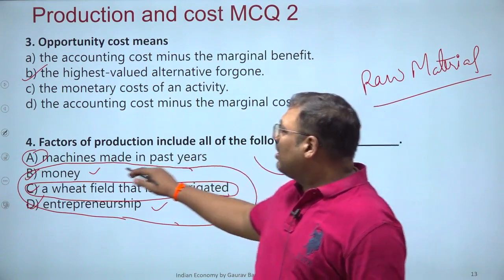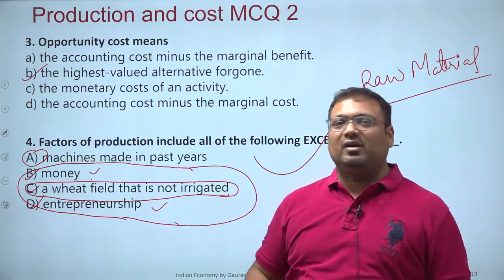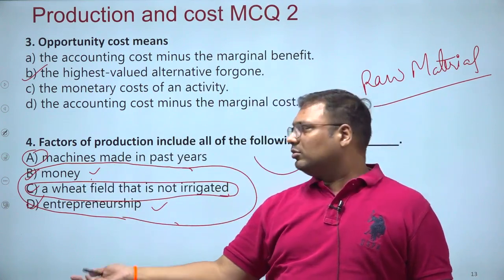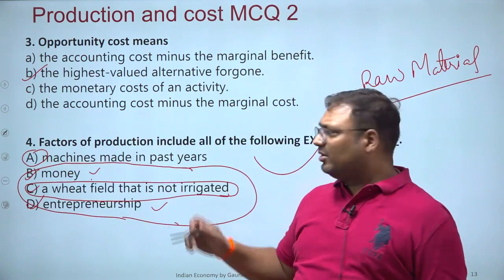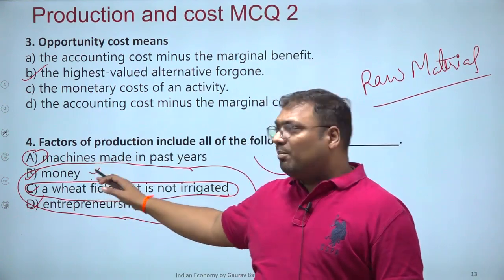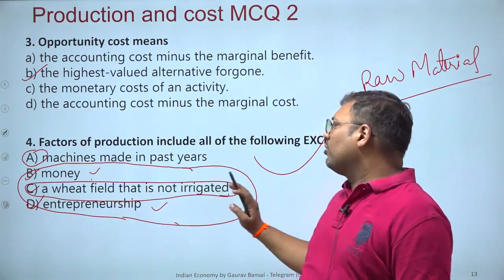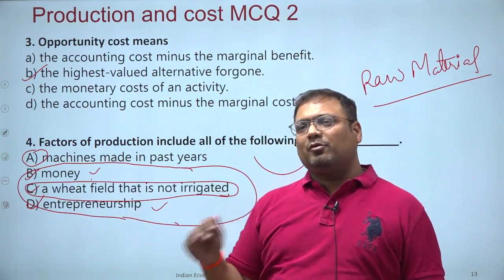So if I hire money, then there is a reoccurring cost to it. I have to pay interest every year. Okay, or I have a foregone cost for that. I will lose interest. I can give this money to someone else and earn interest if this money belongs to me. Still, money, entrepreneurship, these are very clearly factors of production. Land is a factor of production. Okay, wheat field, whether irrigated or not, if I take it, I have to pay rent.